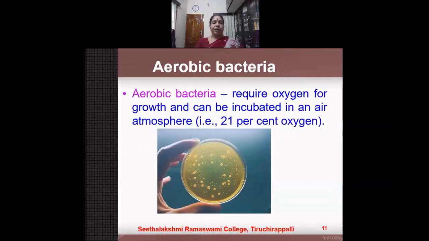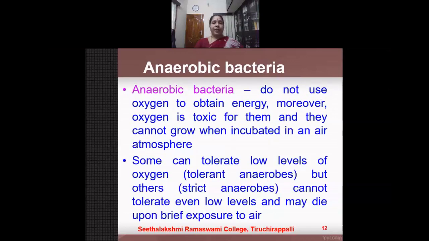Aerobic bacteria. Aerobic bacteria require oxygen for growth and can be incubated in an air atmosphere where the oxygen is about 21%. In this image, we find the growth of aerobic bacteria in a culture. Anaerobic bacteria. Anaerobic bacteria do not use oxygen to obtain energy. Moreover, oxygen is toxic for them, which means the bacteria dies in the presence of oxygen and they cannot grow when they are incubated in an air atmosphere.